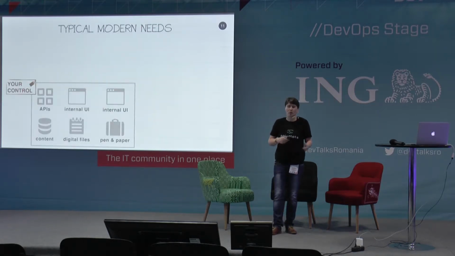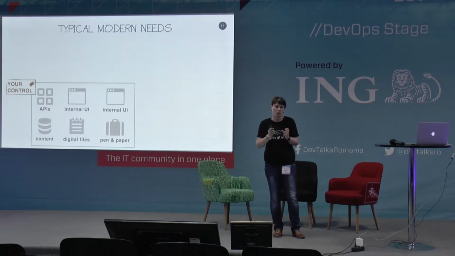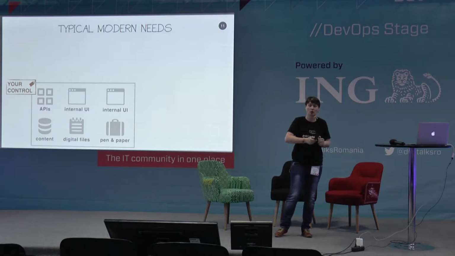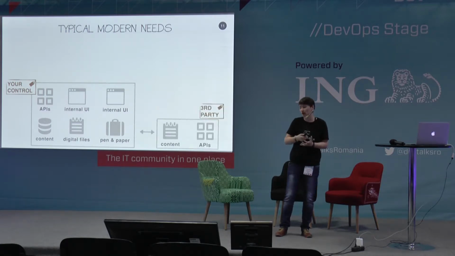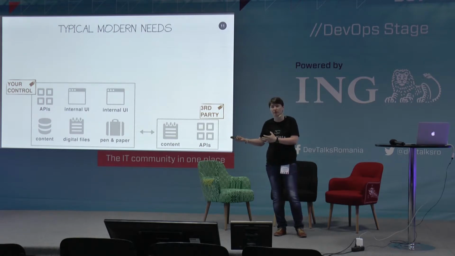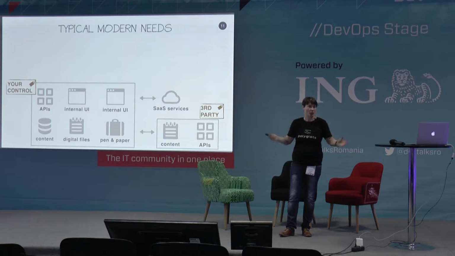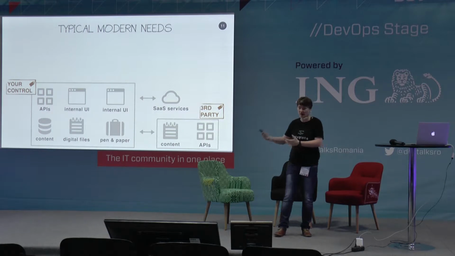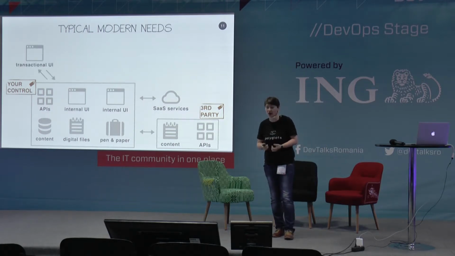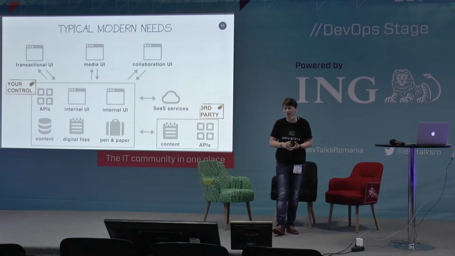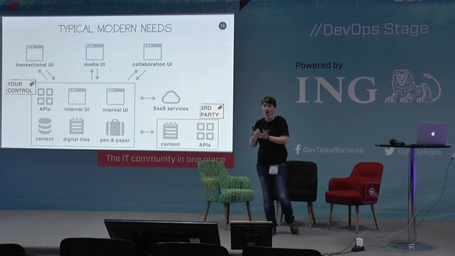Now, what we've seen is quite a simple version of it, because most of the time we have things that are under our control as a company, and we have to work with third-party data. With the spree of software as a service endpoints, we grab content from there as well, and we need to control it. And then we have to put all sorts of user interfaces on top of it, a transactional part if we're selling things, but then also media information or collaboration user interfaces.